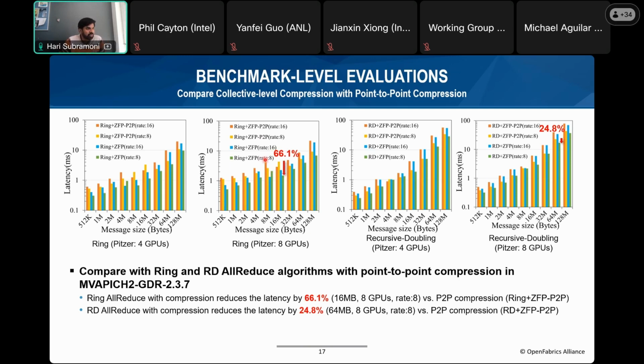If you look at the collective level compression, which is the blue and the green lines, compared to the point-to-point level compression, which is the orange and the yellow lines, across various systems and for various message sizes, various number of GPUs and various algorithms, it is very clear that the collective level compression offers significant benefits over the point-to-point based compression.